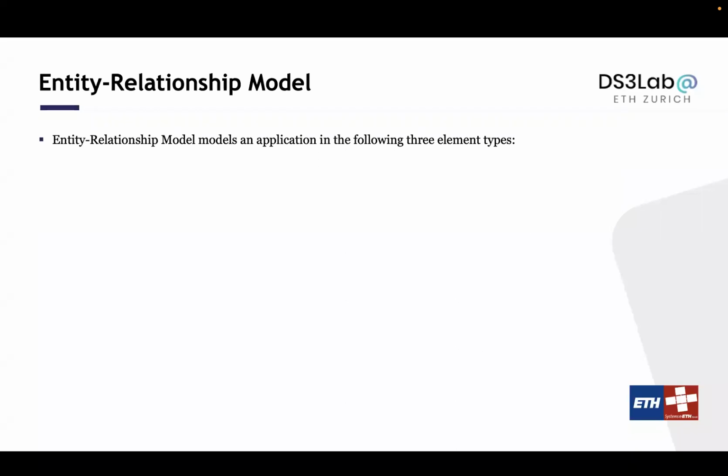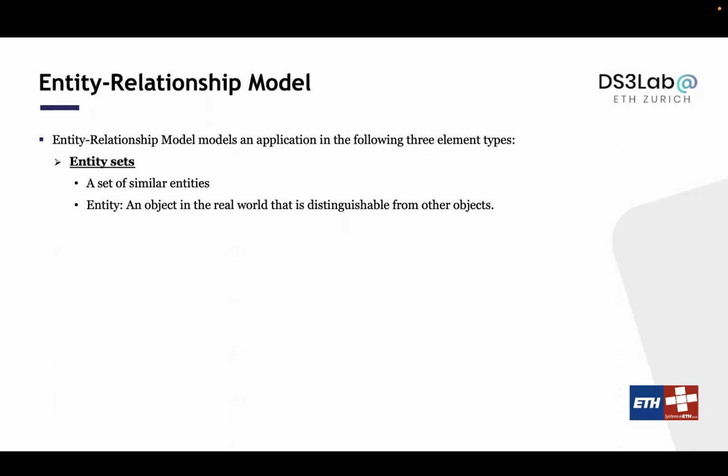Okay, how should we think about conceptual modeling? There are so many different ways to do it. In this course, we are going to focus on a very specific way, something called the entity relationship model. Essentially, this model describes an application with 3 different element types. There are entities inside your application, which are the things that you want to put into your database. We have multiple entity sets, and each entity set contains a set of similar entities, for example, all the students or all the professors. Each entity corresponds to an object in the real world which can be distinguished from other objects.